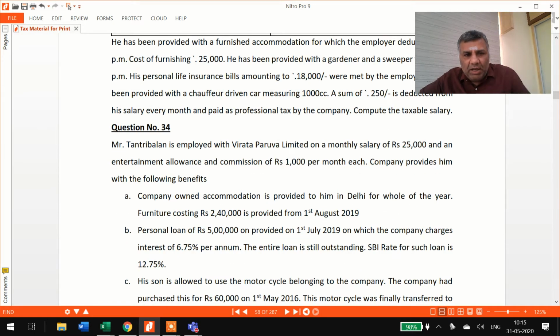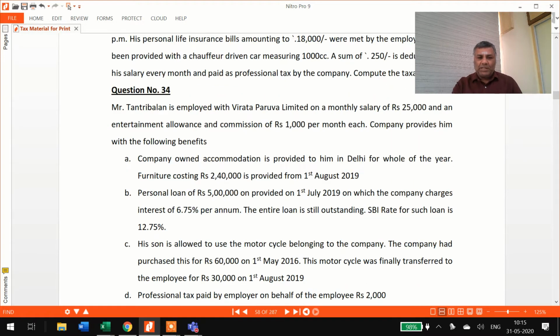Mr. Tantri Palan is employed in Virada Parva Limited on a monthly salary of 25,000, entertainment allowance and commission of 1,000 per month each. The company provides him the following benefits. Accommodation is provided to him in Delhi for the whole of the year. Furniture costing 2,40,000 is provided from 1st of August. A personal loan of 5 lakhs was provided from 1st of July, on which the company charges 6.75%. The entire loan is outstanding and the SBI rate is 12.75%.